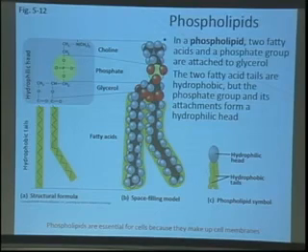So those head groups are hydrophilic. They want to be near the water, and the water structure tends to form with hydrogen bonding interactions around these phosphate head groups.